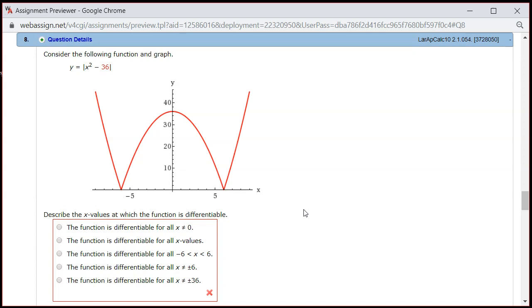All right, let's look at homework 2.1, problem number 8. We have the graph of the function y equals absolute value of x squared minus 36. And we want to describe the x values at which the function is differentiable.